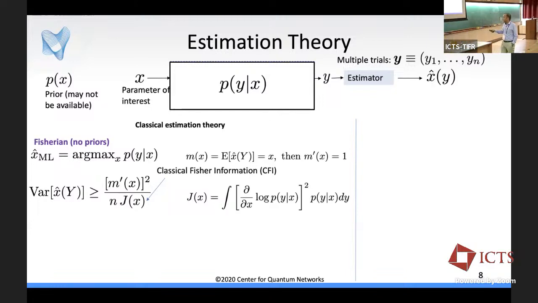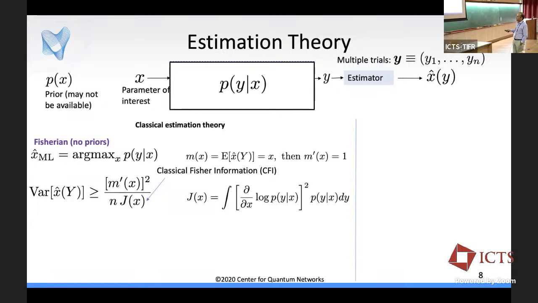If you were to write down the variance of absolutely any estimator that you could get from Y, where an estimator is simply a function that turns this Y into your belief and estimate about X, and you might have N trials, meaning your same parameter X goes through multiple instances of this probabilistic channel to give you different outcomes, Y1 through Yn. This Y in general could be a vector, and the estimate is just one, in this case a scalar parameter. So absolutely any estimator satisfies this Fisher information driven inequality, the Cramer-Rao bound.